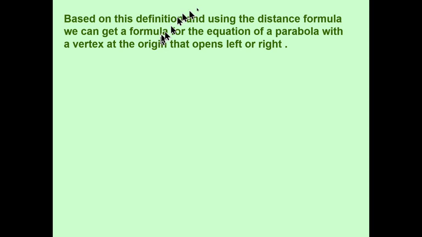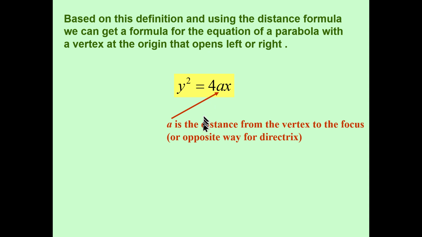Based on this definition and using the distance formula, we can get a formula for the equation of a parabola with its vertex at the origin that opens to the left or right. And that's that formula there. This is a formula for a parabola with the vertex at the origin that opens to the left or to the right. In this case, a is the distance from the vertex to the focus, or, in the opposite direction, to the directrix.